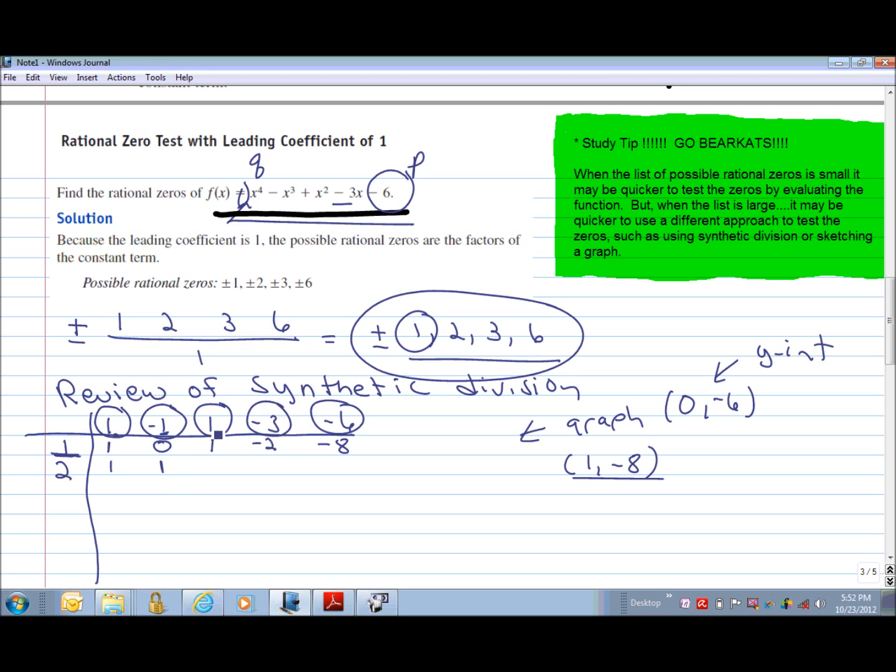1 times 2 is 2. 2 and 1 would be 3. 2 times 3 is 6. 6 and negative 3 would be positive 3. And 2 times 3 is positive 6. Positive 6 and negative 6 would be 0.